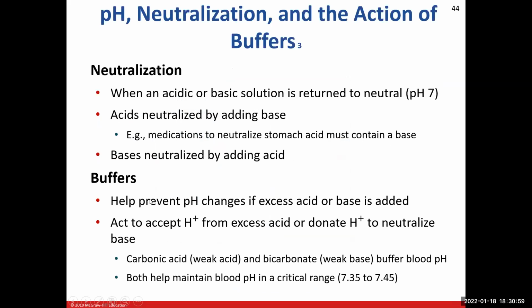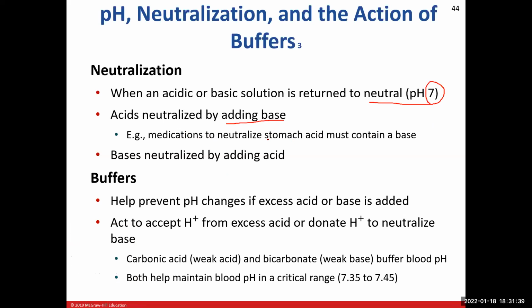So when we look at neutralization, we either have a solution that's acidic or basic. And when we neutralize that solution, what we're going to do is return whatever its pH value is to neutral, which means we need to return that pH to 7. So if it's acidic, it can have a pH value of 5. If it's basic, it could have a pH value of 12. So what do we need to do to get it to the neutral value of 7? Simple. If our solution is acidic, we just add a base to it.